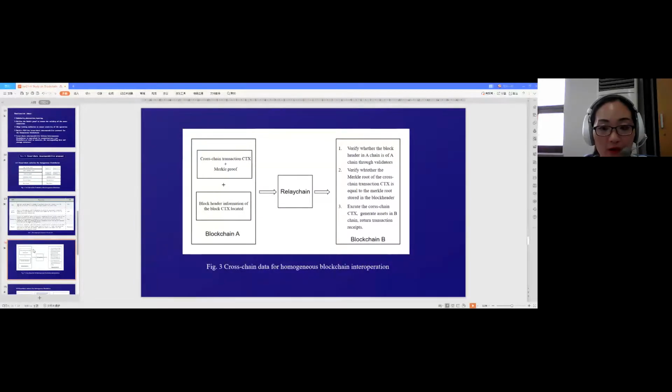Cross-chain data for homogeneous blockchain interoperation is shown in Figure 3. On the source blockchain, the protocol needs to record the cross-chain transaction and its Merkle proof. To ensure the atomicity of the cross-chain transaction and prevent rollback, the block header information where the cross-chain transaction is located also needs to be recorded. On the destination blockchain, the validator verifies the authenticity and validity of the incoming transaction and executes it, then generates the respective assets and returns receipts.